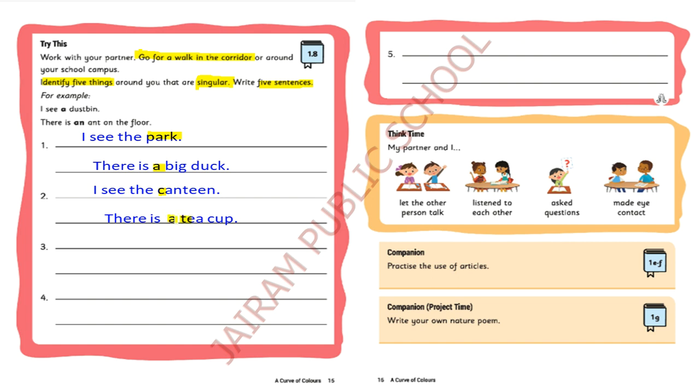You can use the vowel sound words. For example, I see an ant on the floor. I see an umbrella on the floor. Like that you can write. Okay, write 5 sets of sentences like this.